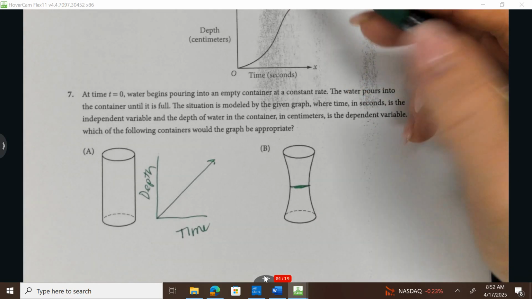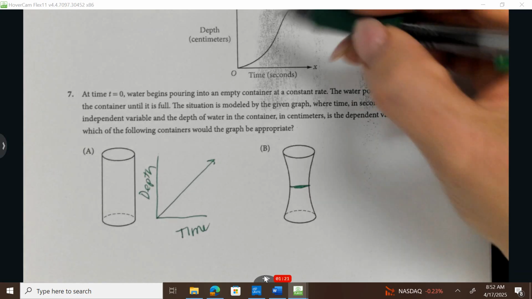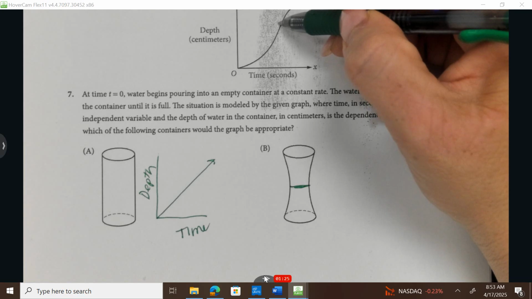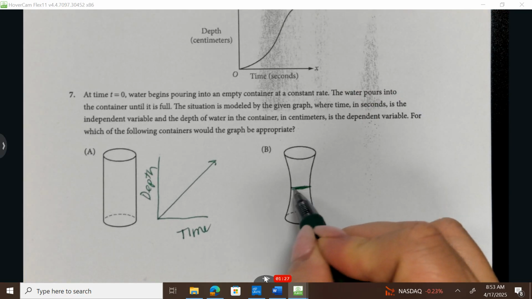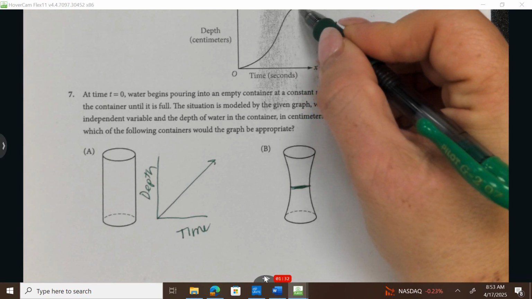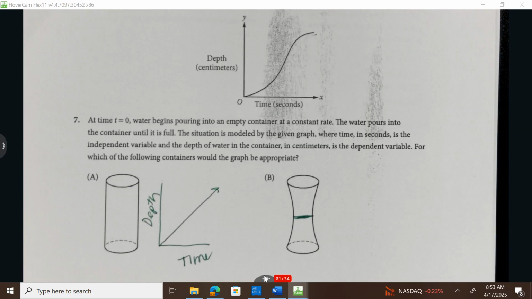So we can see the graph is steep in the middle portions, so it's able to fill up the middle of this container at a much faster rate because the diameter is smaller, and then as the diameter begins to increase, it begins to fill up the container at a much slower pace. Correct answer is B.